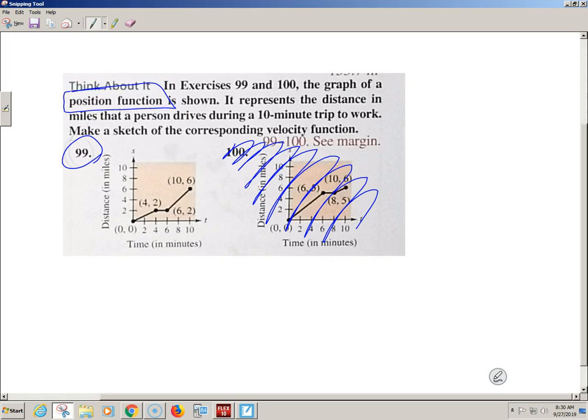So this is position, which would be like S of t. You can see the S right here. And we're supposed to be sketching velocity. So how is velocity related to position?